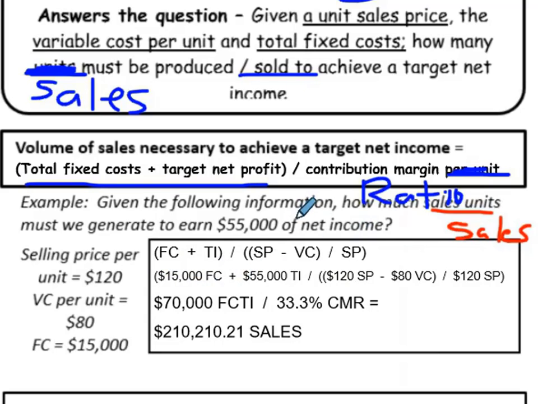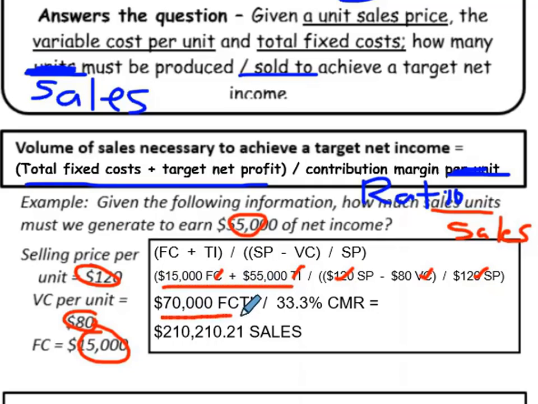We have $15,000 of fixed costs. We have a target net income of $55,000. Now we divide that by our contribution margin ratio. In order to calculate that, we take our selling price of $120 per unit minus our variable cost of $80 per unit, and we divide that by our selling price again of $120 a unit. So when we combine our fixed cost and our target net income, that comes to a total of $70,000.